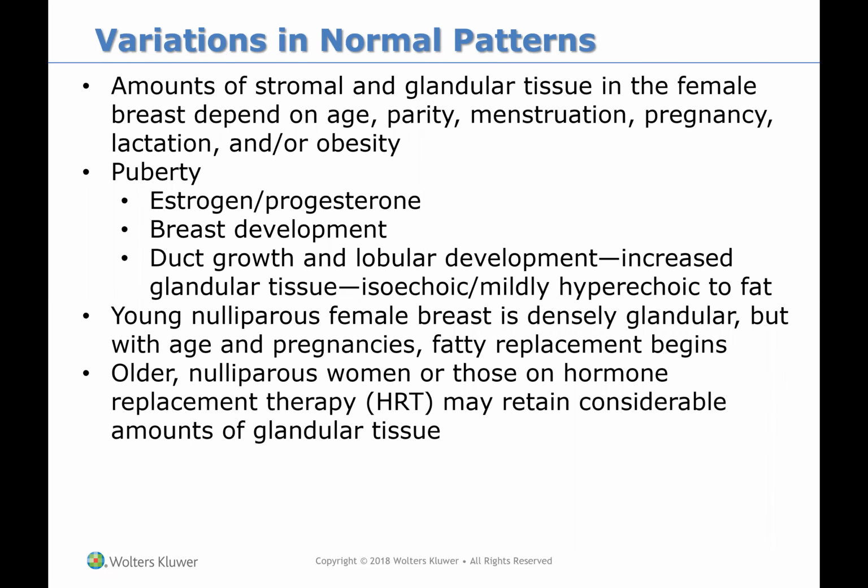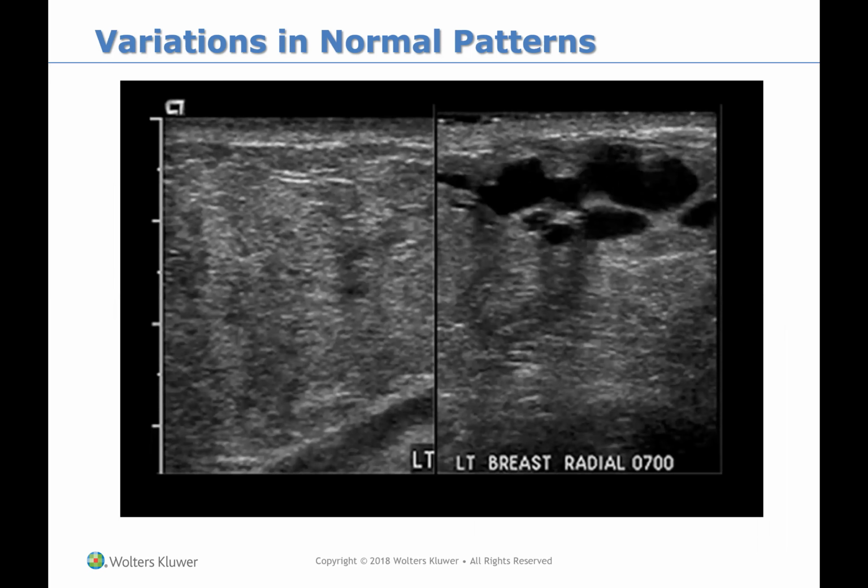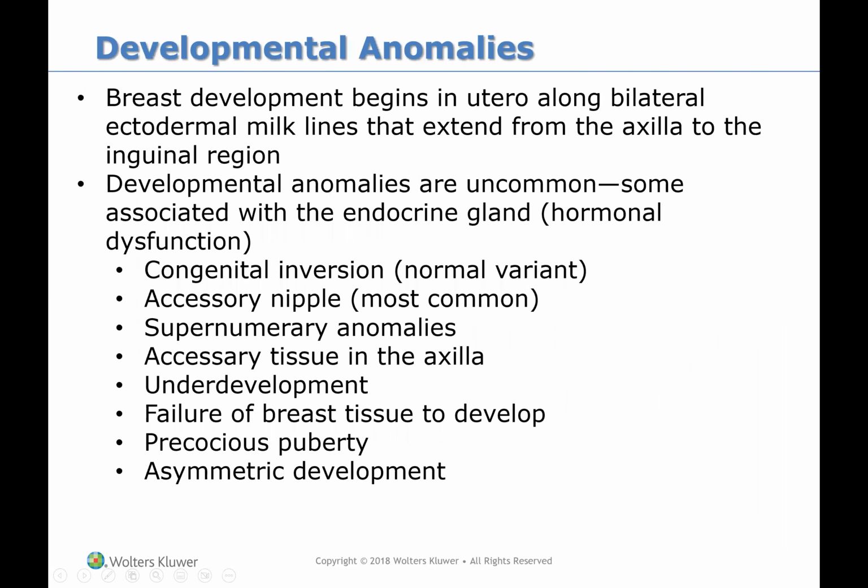The amounts of stromal and glandular tissue in the female breast depend on the age, parity, administration, pregnancy, lactation, or obesity. Young female breasts are usually densely glandular, but with age and pregnancies, fatty replacement begins. This is a mass in the mammary layer.